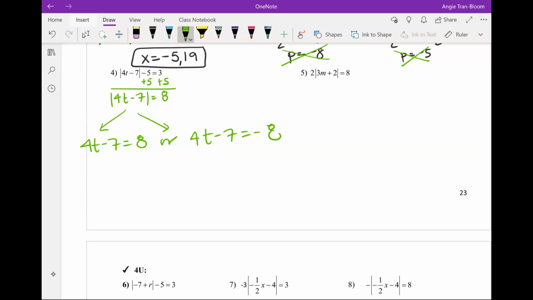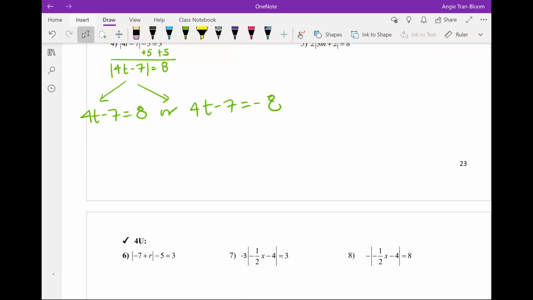Megan, on the left side, 4t minus 7 equals 8. Can you guide us through how to solve for t for that one? Good. And then you get 4t equals what, Megan? 8 plus 7 would be 15. What's next? Good. And then the left side, t came out to be what? Final answer. Leave it in fractions. Yeah, 15 over 4.